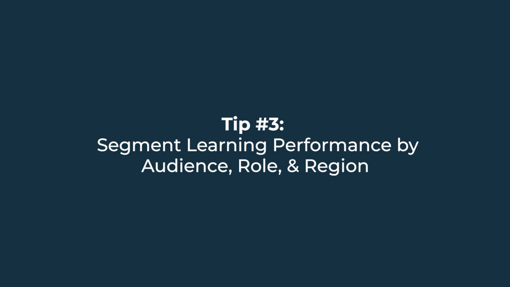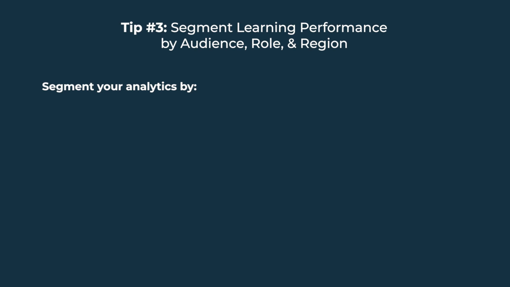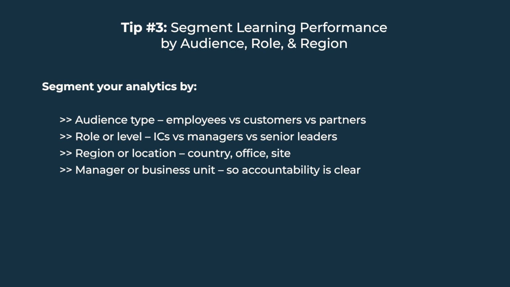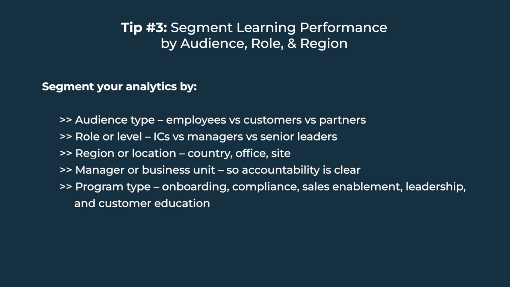Tip number 3, segment learning performance by audience, role, and region. LMSs are full of useful details, but you might not be able to see it until you slice it the right way. Instead of only reporting at the company-wide level, segment your analytics by audience type, employees versus customers versus partners, role or level, ICs versus managers versus senior leaders, region or location, country, office, site, manager or business unit, so accountability is clear, program type, onboarding, compliance, sales enablement, leadership, and customer education.